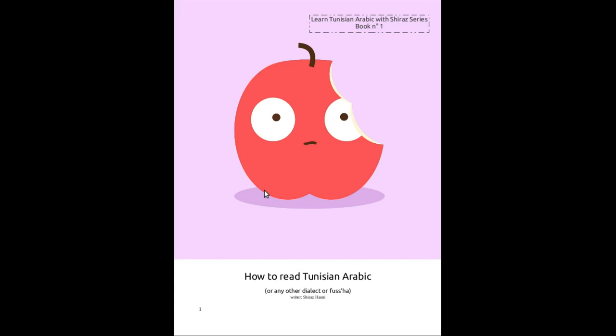It's a small one. So if you follow me here, you will be able to read not only Tunisian Arabic, but also any other dialect of Arabic, and also Fusha. It's like three in one, because they are basically the same thing. Okay, so let's start.